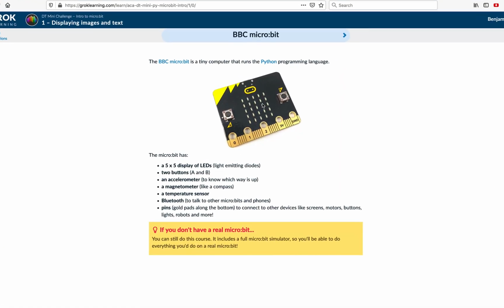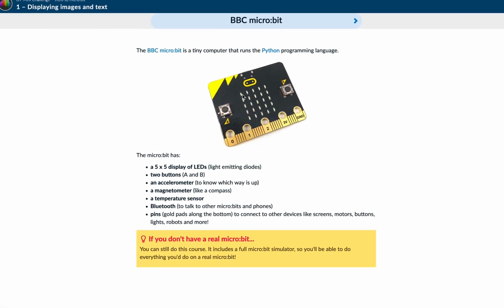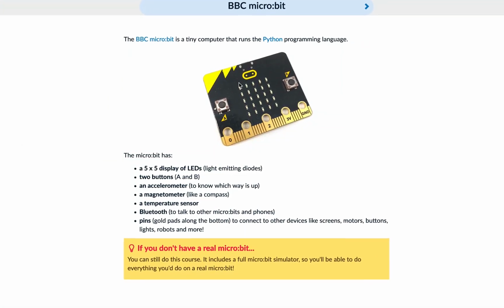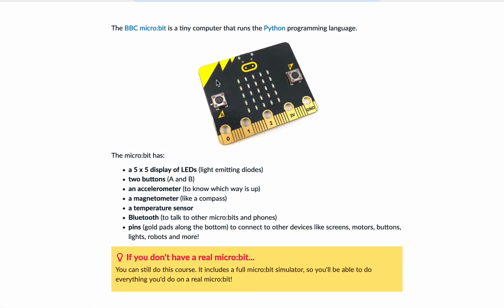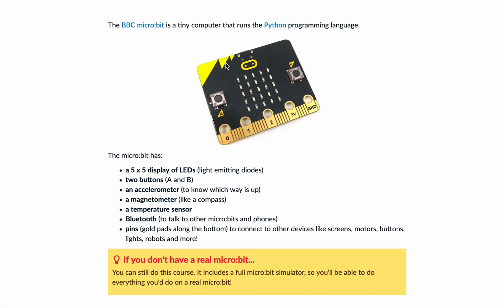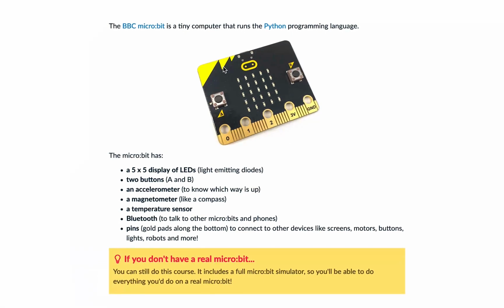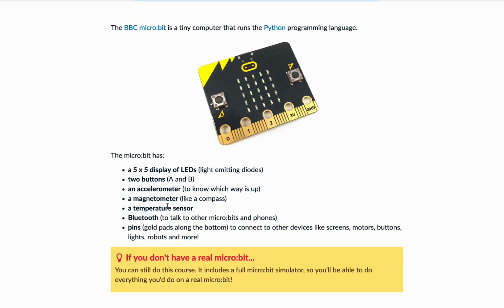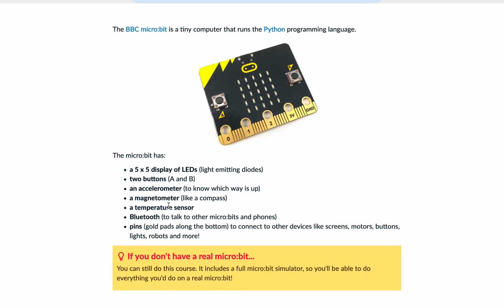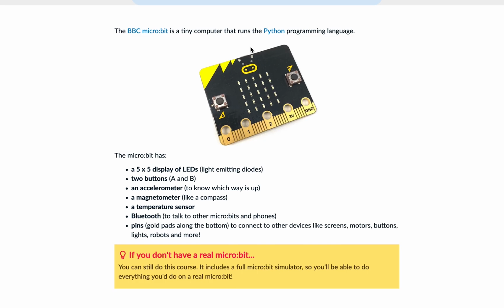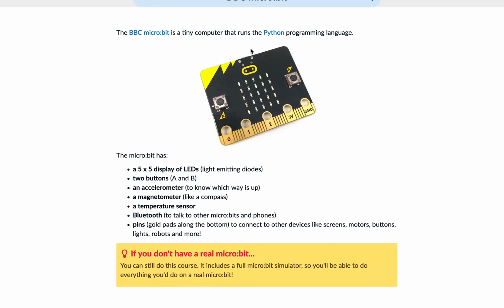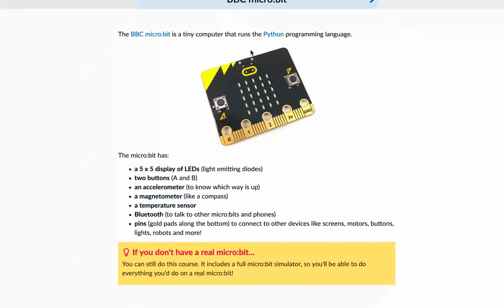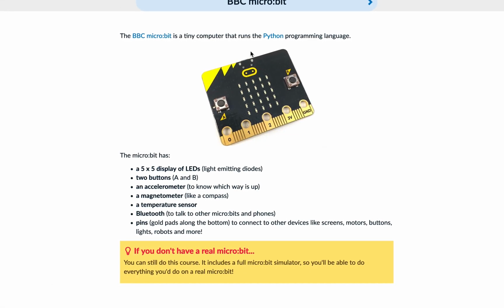On the screen is the BBC Microbit. It is a tiny computer that runs the Python programming language. It has 25 LEDs, 5 by 5. It has button A and button B, and also on the back, just here where the mouse is, a reset button. The Microbit has an accelerometer, which enables you to detect which way the Microbit is moving. It also has a magnetometer, I can never say that word correctly, which acts like a compass, so you can detect north, south, east, and west. It's able to detect the temperature and provide a reasonably accurate temperature reading.